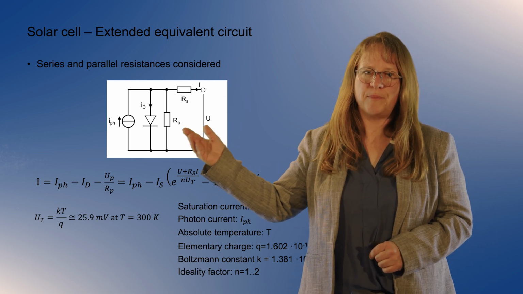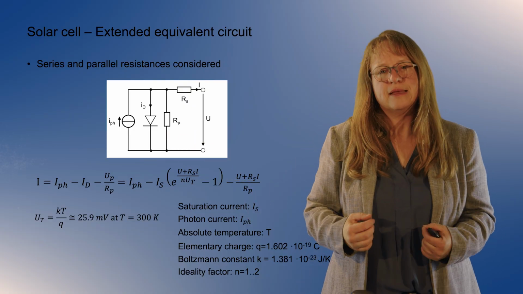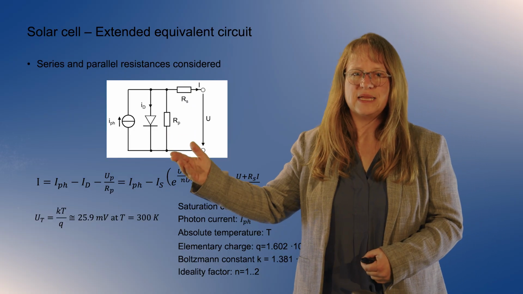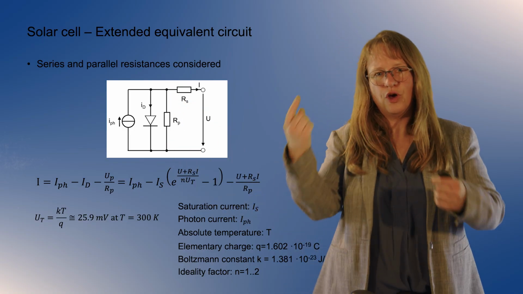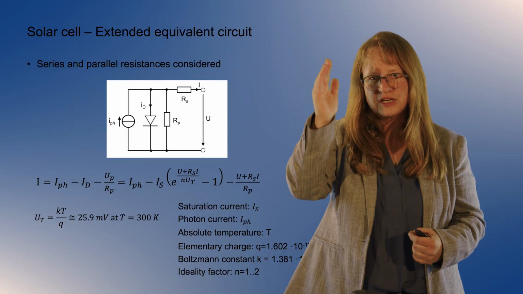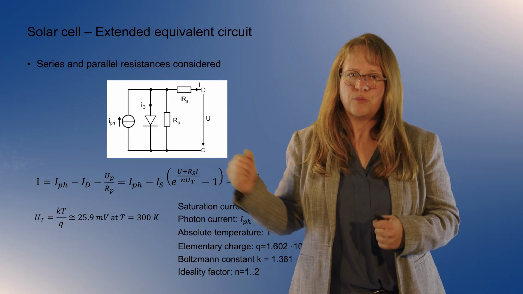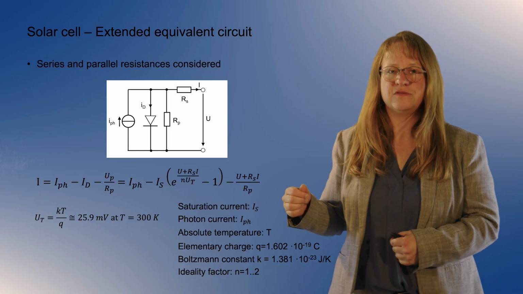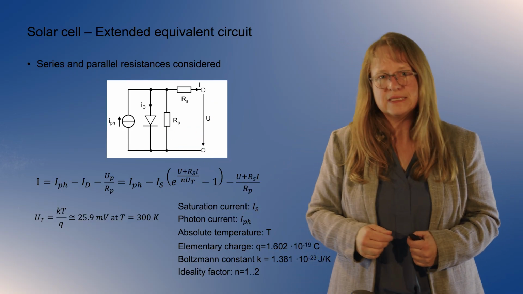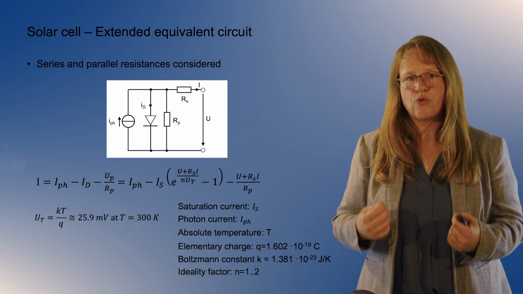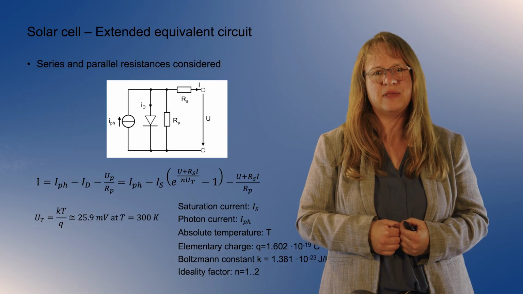And also this parallel resistor, often called the shunt resistor, takes into account that you might have some current not going through the external circuit, but actually shunting through your solar cell itself. So Prince already suggested in 1955 to extend the simple model by these two resistances in order to describe more correctly how actual real solar cells behave.